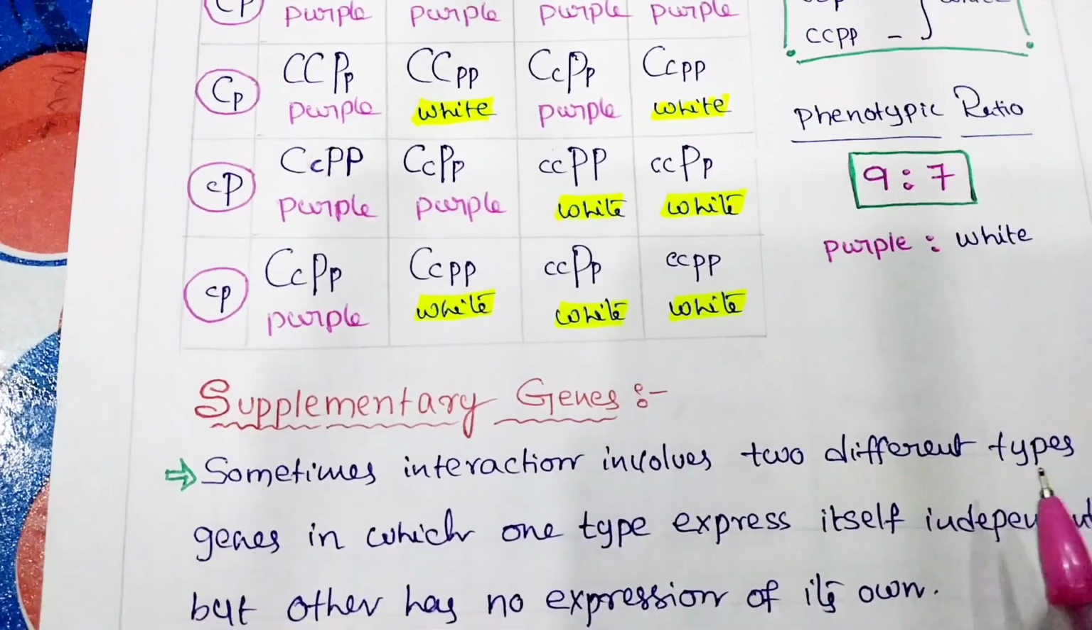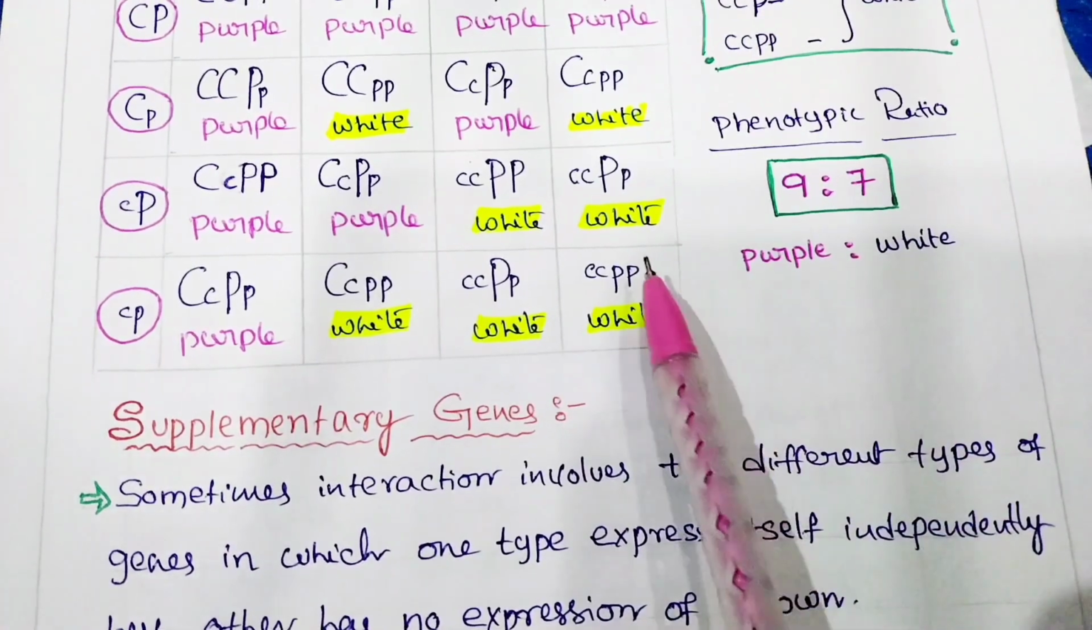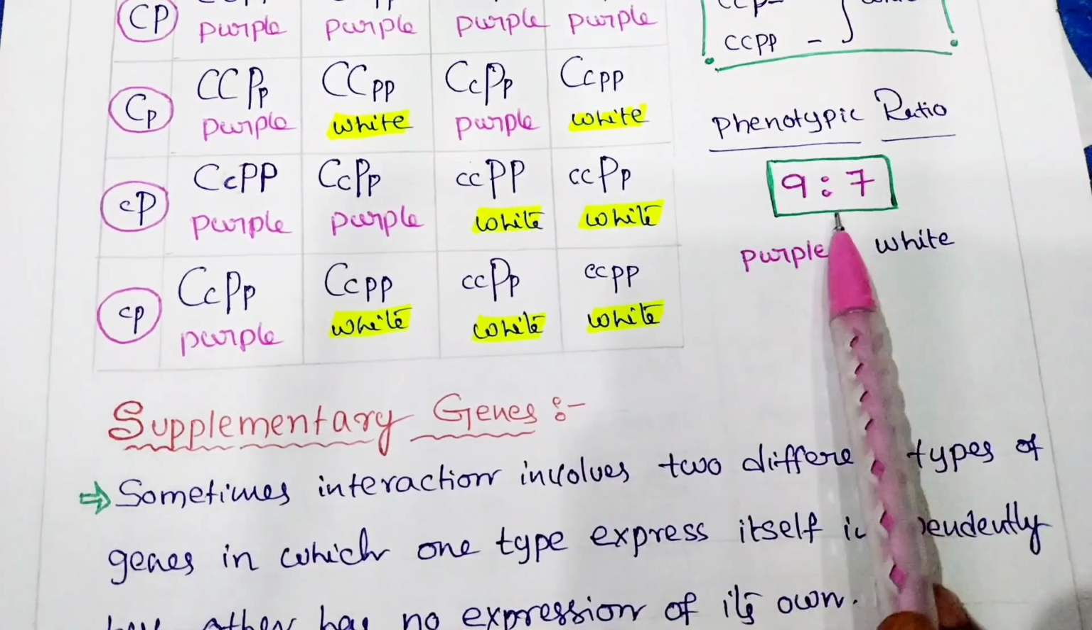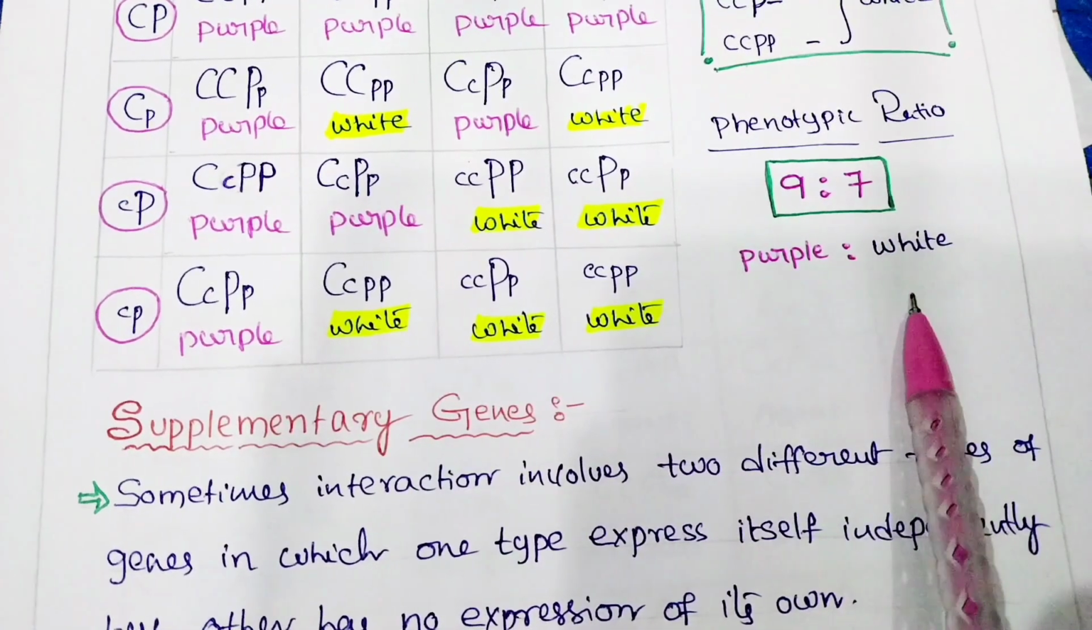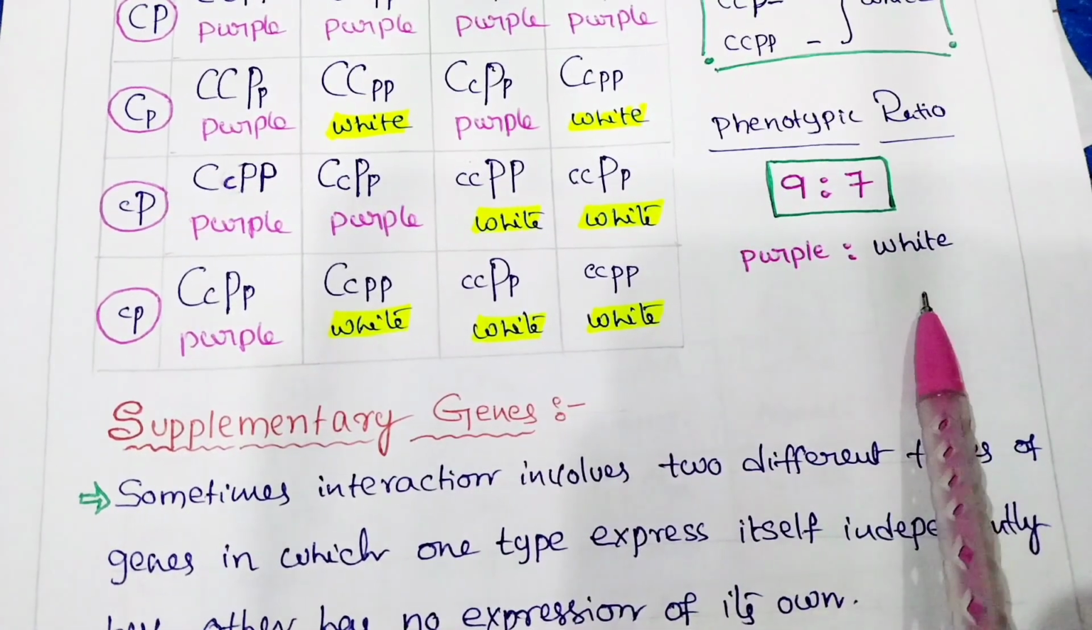Okay, so here the ratio is 9:7. 9 plants are produced with purple color and 7 plants are produced with white color.